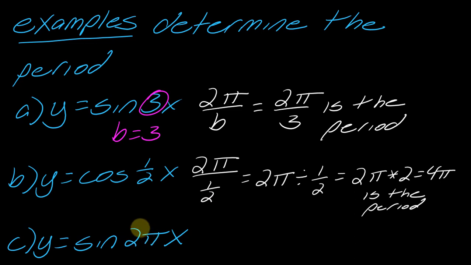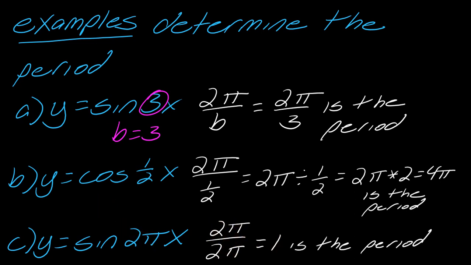Okay, so maybe you just want to pause for a second and think about what is the period for C. You can hit play when you're ready. So for C, my b in this case is all of 2 pi. So 2 pi divided by 2 pi comes out to 1. So 1 would be the period in this case. Okay, so that's a key thing that we need to be able to do for graphing.